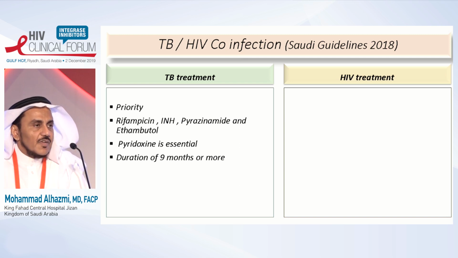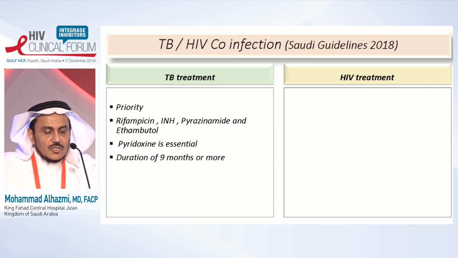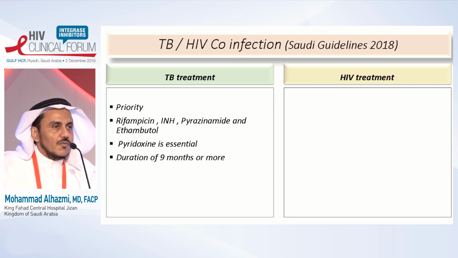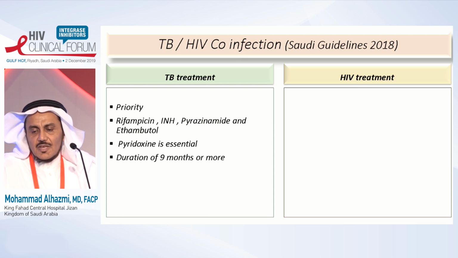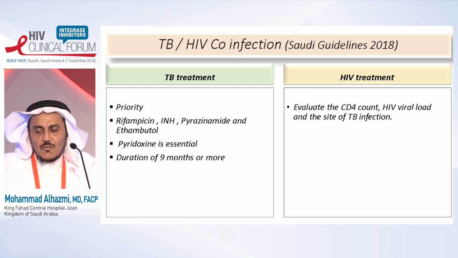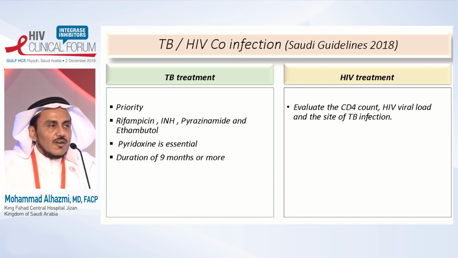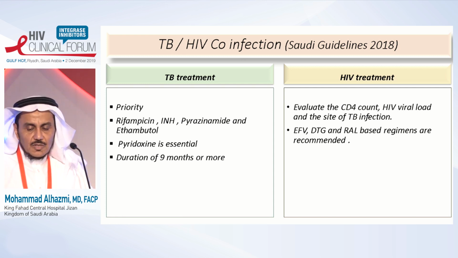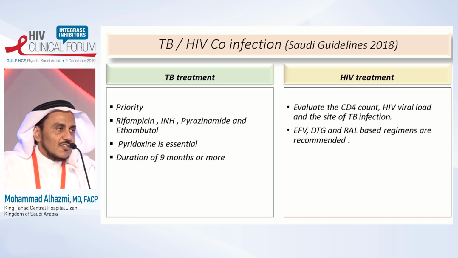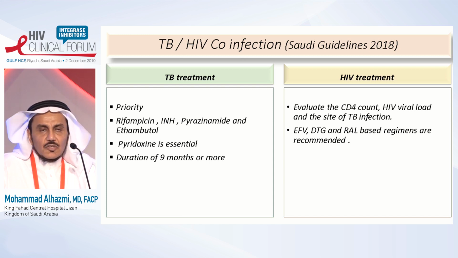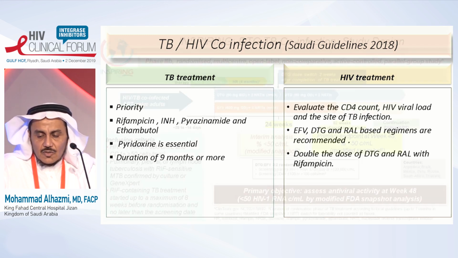So in the concomitant infection, priority of treatment goes to TB, first-line drugs. Pyridoxine is essential. For duration, we do not go for 6 months, we go for 9 months. Some studies have shown a higher failure rate when the treatment duration is less than 8 months. For the treatment of HIV, we evaluate the CD4, we look at the viral load and the site of TB, and then decide when to start. It is either 2 weeks or 2 months, and the medication we have is basically either efavirenz. We don't have access to 400, so we go with 600, dolutegravir or raltegravir on double doses.